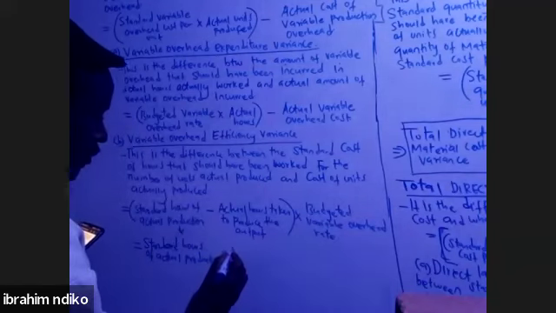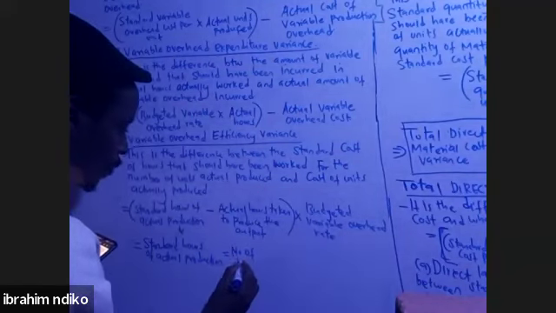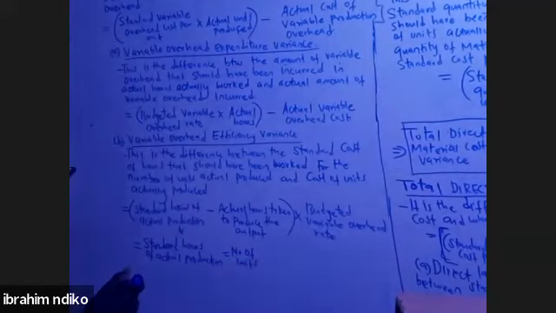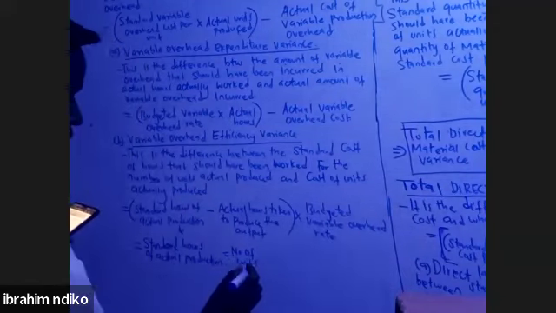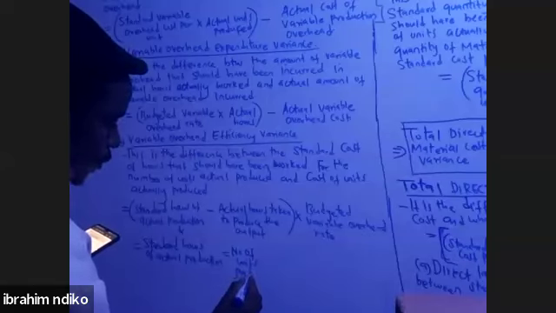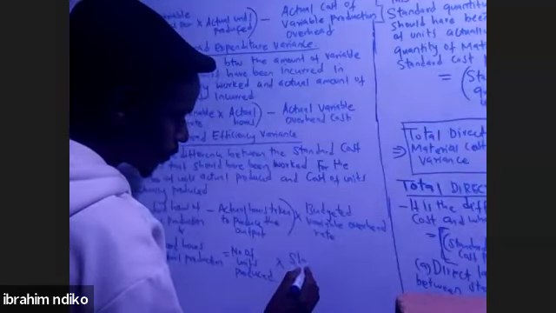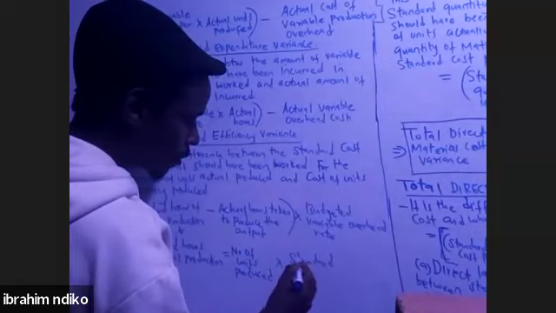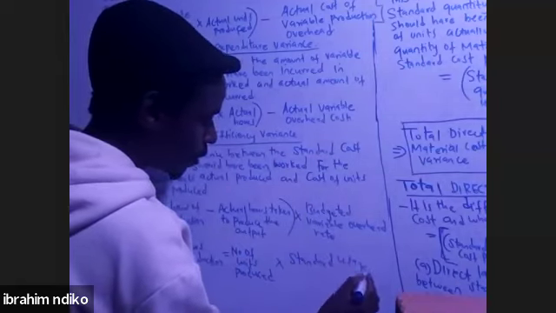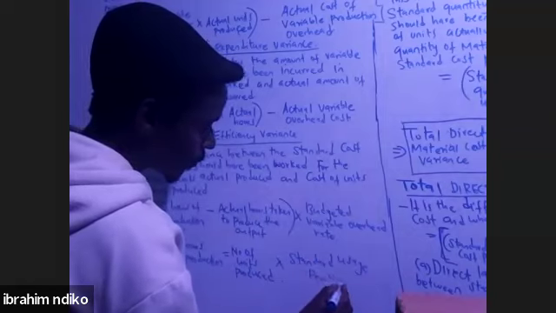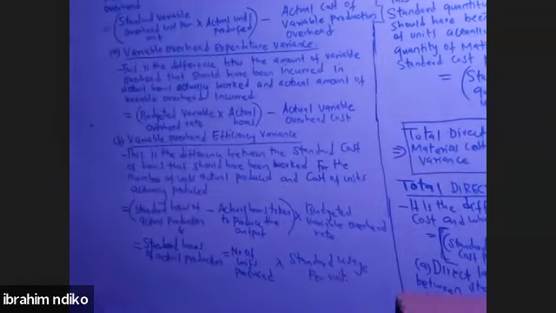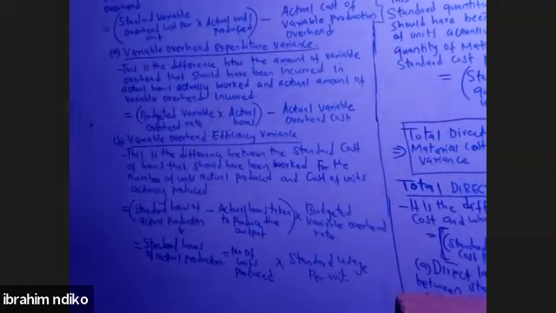So it's equal to number of units produced, we multiply by standard usage per unit. That one is the standard usage, the standard quantity usage per unit. So that is all about the variable overhead.